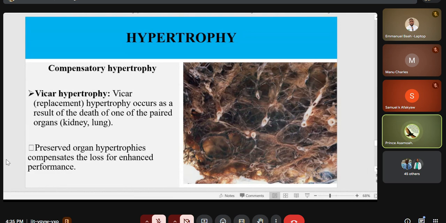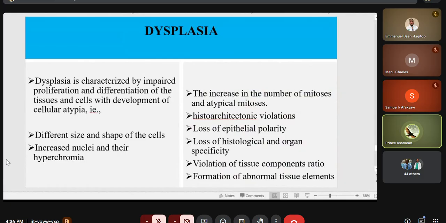Any question, suggestion, contribution for hypertrophy? Now we have looked at atrophy and hypertrophy. We are going to look at the three remaining, and by this we would have said that we have really started pathology. Okay, so let's go. I know by now many are seeing stars.